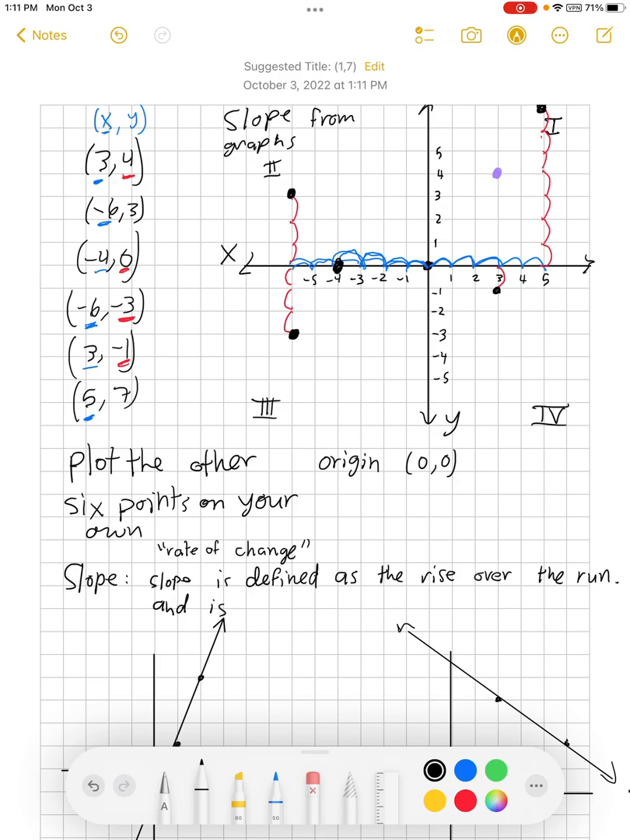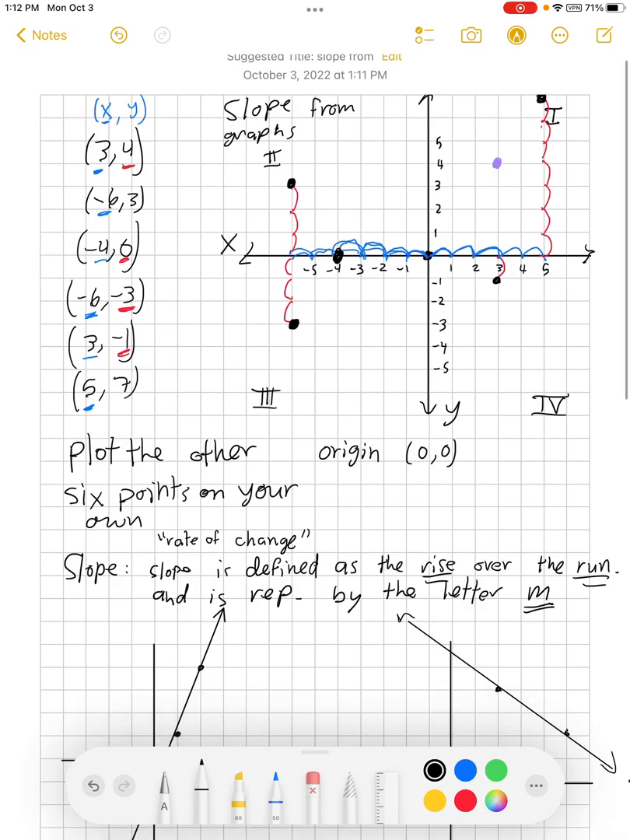It is represented by the letter M. Why did they pick M? I don't know. It's just what they picked. Okay. Another way to say this is how far left and right you have to move over, how far up and down you move. Let's try some examples.